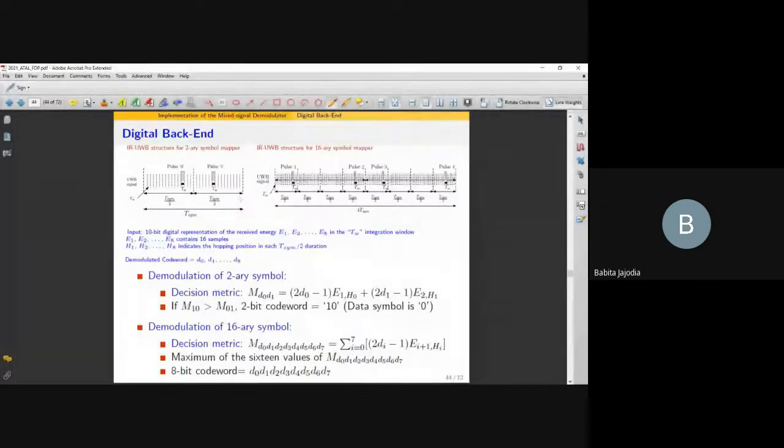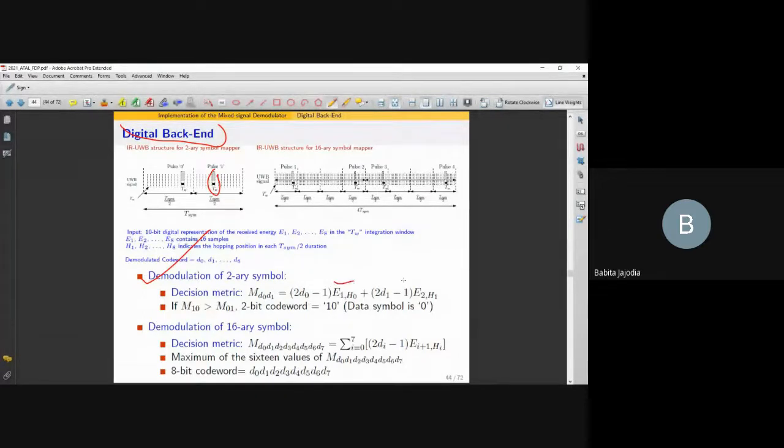Okay. So now comes the most important thing and the last block of the IR-UWB receiver, the digital backend, right? As I mentioned, in the receiver you will be receiving the pulse and you have done the energy calculation. Now, how to demodulate it? How does it happen? Let me explain for the demodulation of two-array symbols. So how will you decide?